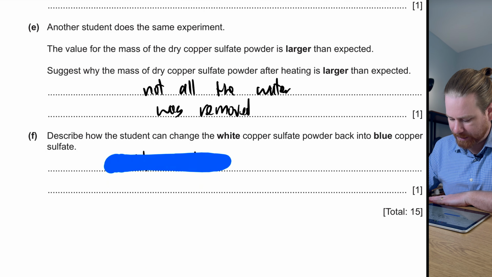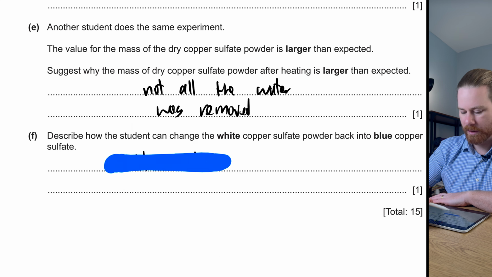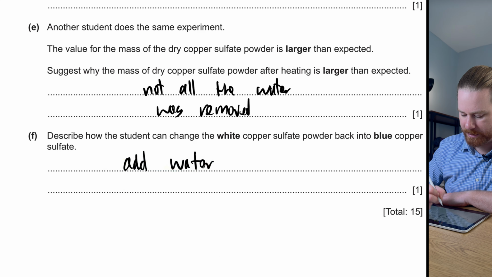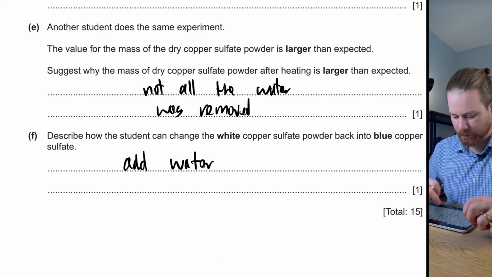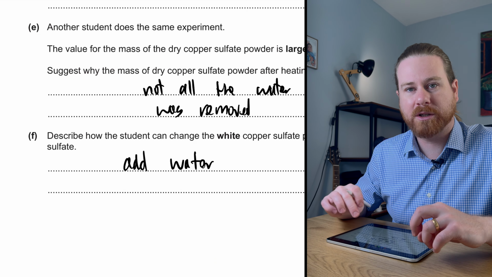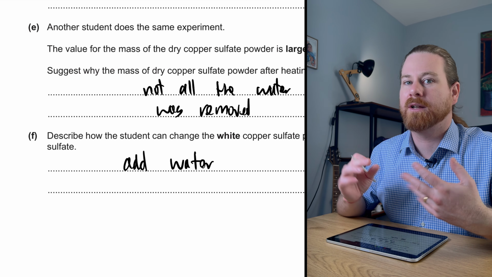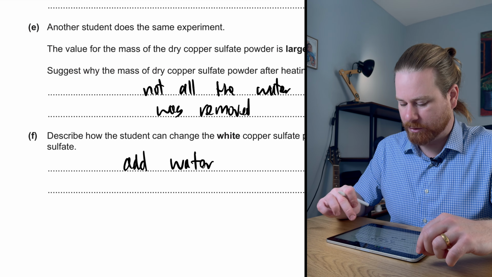Suggest how the student can change the white copper sulfate back to blue copper sulfate? Well, if you remove the water and it made it white, logic would suggest that if you added water, it's going to go back to blue. So there we go, 15 questions, and overall I'd say those are pretty straightforward. You're just following through the method, but making sure you read in detail what you need to do as you go along.